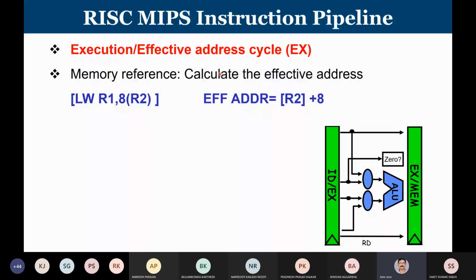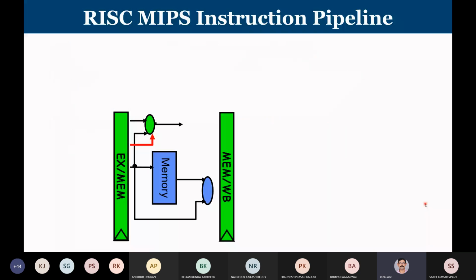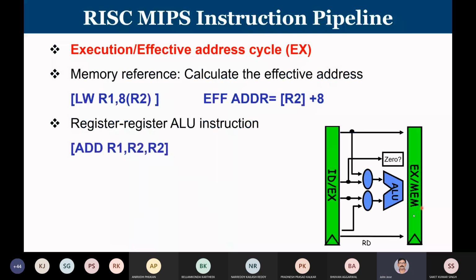Like what we discussed previously, load word R1, 8 of R2: the content of R2, as well as the 16-bit sign extended 8, is also available in the IDEX register. You add them together. Content of R2 is added with 8, and whatever you get is known as the effective address. If it is a register ALU instruction like add R1, R2, R2, then here also we add the content of R2. Content of R2 is added 2 times. One operand is R2, the second operand is also R2. Then you perform the add operation and get the result.